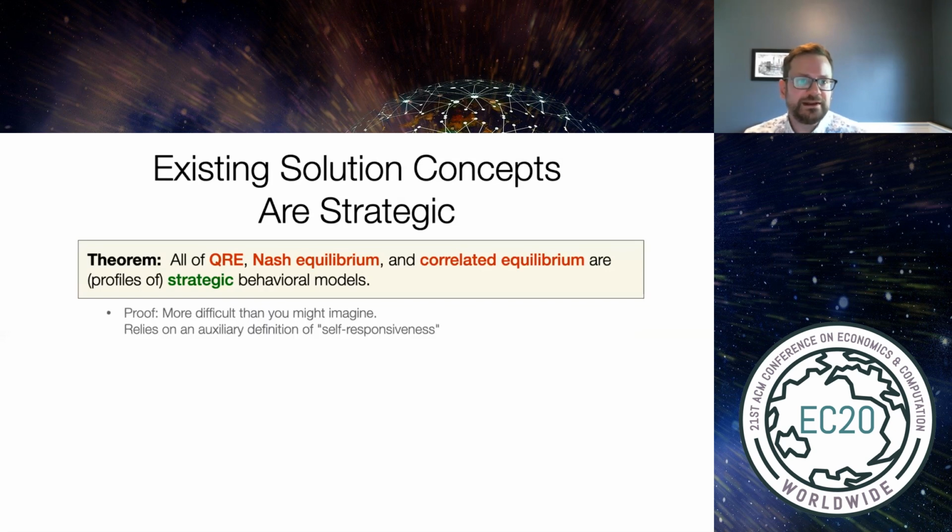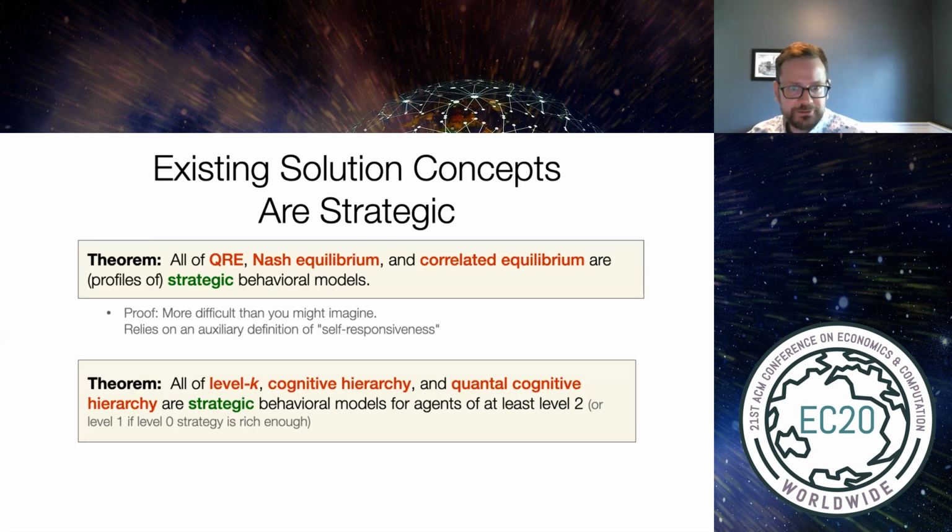So we can do a little sanity check. The first couple of theorems are unsurprising, kind of by construction, right? It turns out that quantal response equilibrium, Nash equilibrium, and correlated equilibrium are all strategic behavioral models by this measure. I think we'd be in trouble if they weren't. I think we would have some serious intuition problems.